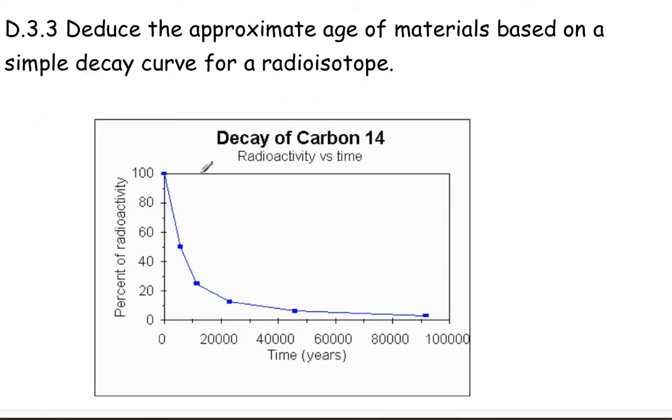Deduce the approximate age of materials based on a simple decay curve for a radioisotope. For carbon-14, the half-life is about 5,730 years. You can graph time versus the percent of radioactivity, which is really the percent of isotope remaining. For example, if you found a fossil and measured all the carbon-14 and the rest of the material in it, and found that it had 40% of the carbon-14 it once had remaining, then we find 40% on our decay curve and interpolate the time. It looks like a little bit less than 10,000 years, a little bit more than one half-life but less than two. So that's all about radiometric dating, but again, there are other videos that cover that in more depth.